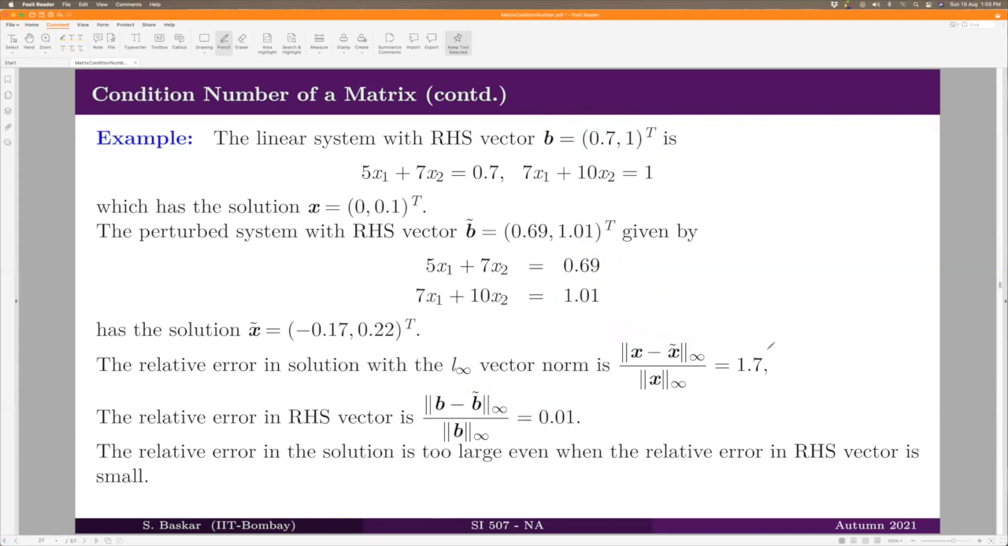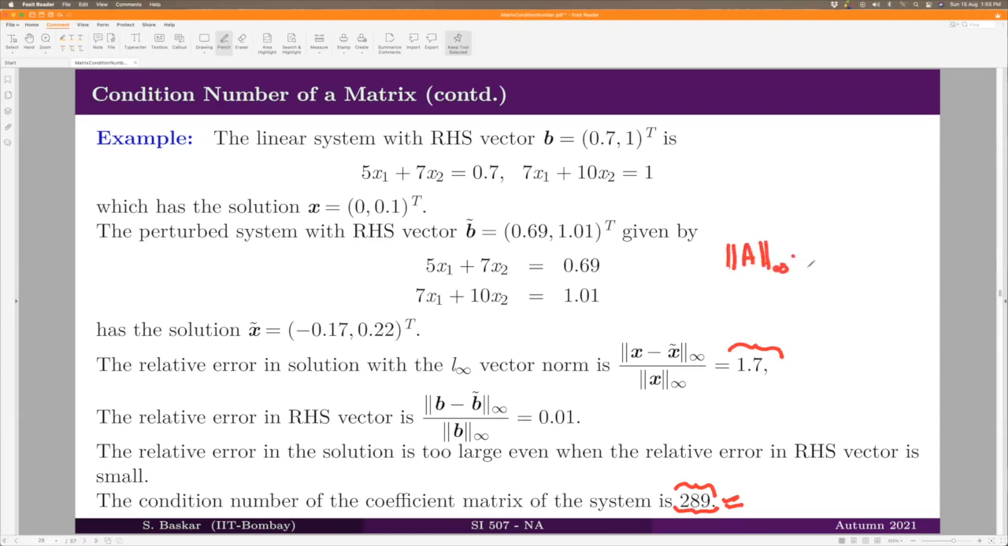Well, let us go back and see what is the condition number of the coefficient matrix A. Well, the condition number of the coefficient matrix is 289. Okay. So this seems to be pretty large. Why? Because you have got 170% error. Therefore, even 289 as the condition number seems to be very large. Remember how I got this number? I computed the infinity norm of A times the infinity norm of A inverse.